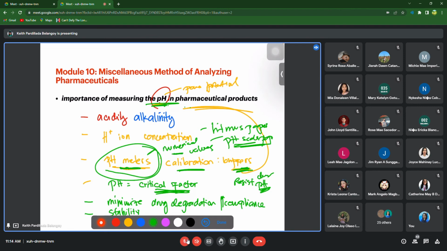So buffers resist changes in pH, so they should be available in the product so there are not many changes. And very important, as you mentioned, to minimize drug degradation. Very good. Because sometimes we don't know what's happening inside the product. There may be changes, it may have become too acidic or too alkaline. That's why buffers are very important as well. So pH and buffers are like lovers. They should always be together, so that no changes happen. Because again, it affects stability.